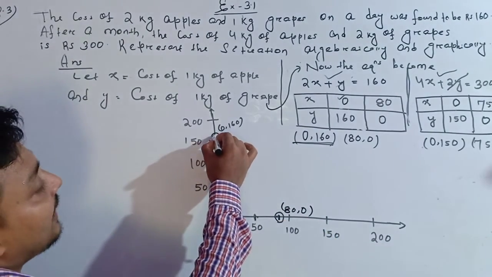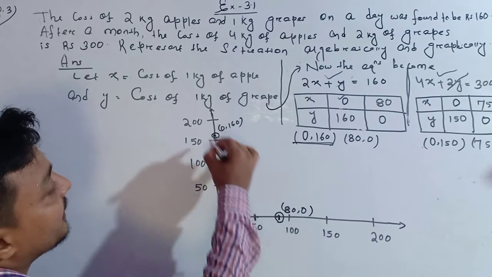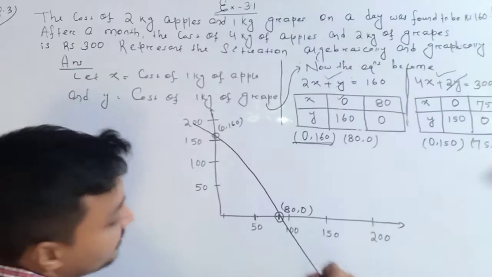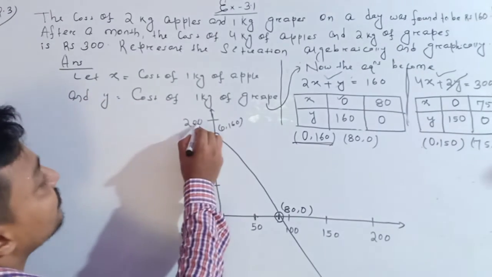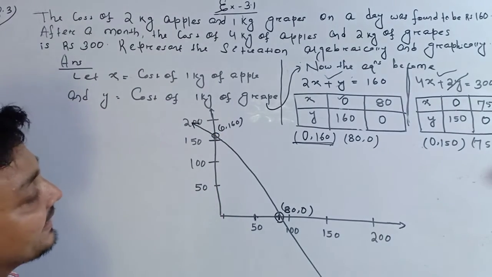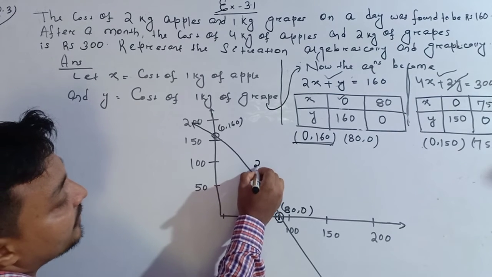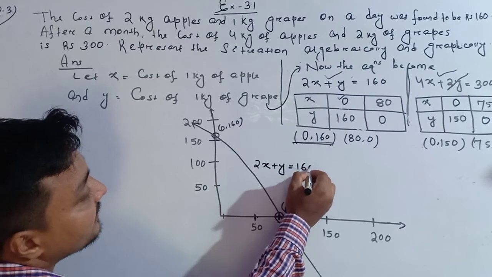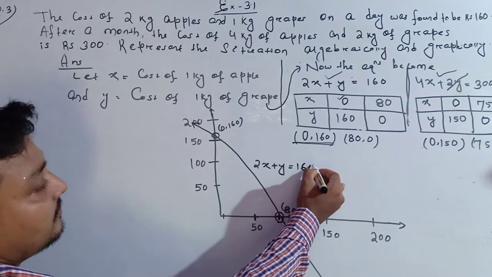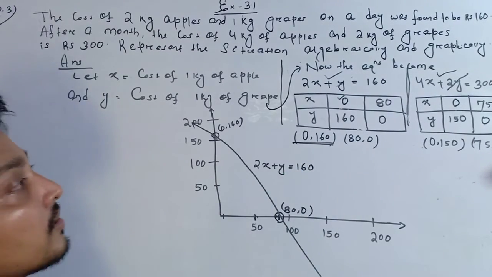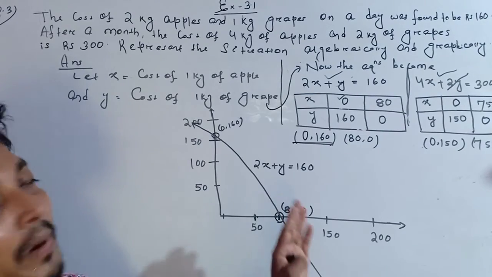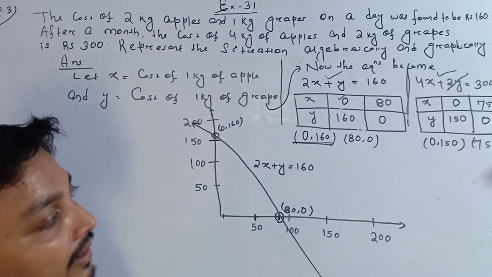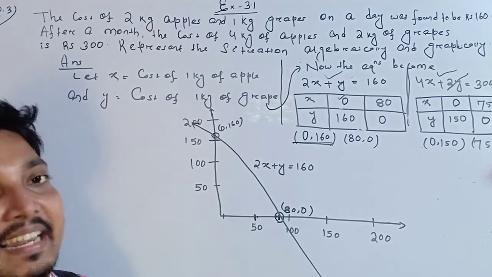Now to draw the line, a minimum of 2 points will be required. So you just have to join this one with this one, and extend it. This is the line which represents the linear equation 2x plus y equals 160. So the graphical representation of the first linear equation is ready. Now we step forward to show the graphical representation of our second linear equation.